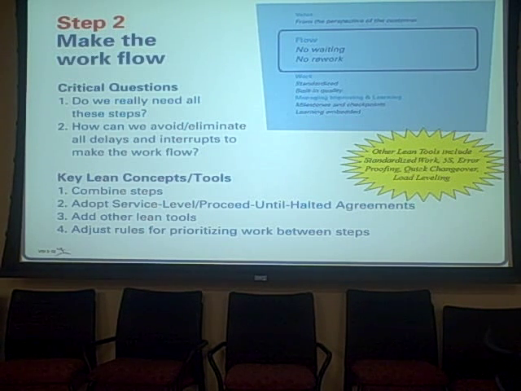And then this Starburst here just refers to some of those other lean tools that are available in your tool belt. So things like standardized work that we'll talk about, 5S, error proofing, quick changeover, and load leveling. Many of these lean tools, if there isn't already a video on them, there will be soon. So as you're going through and pulling materials on these, there will be more information available to you on this site as we go forward.